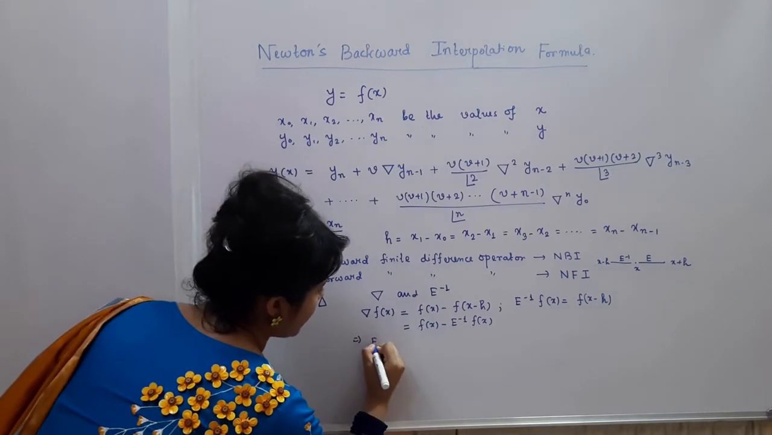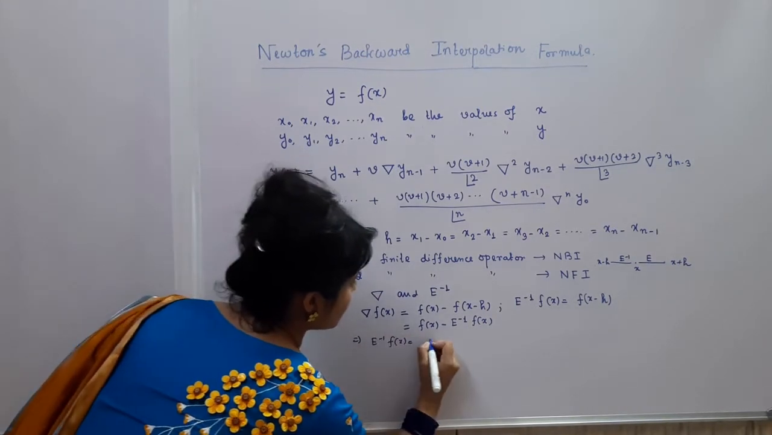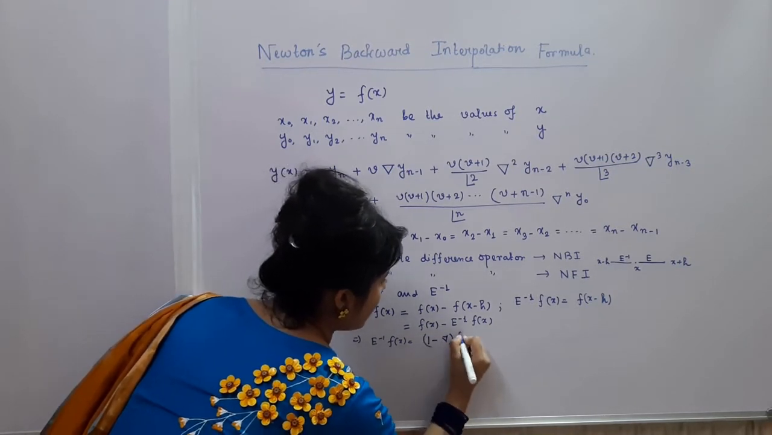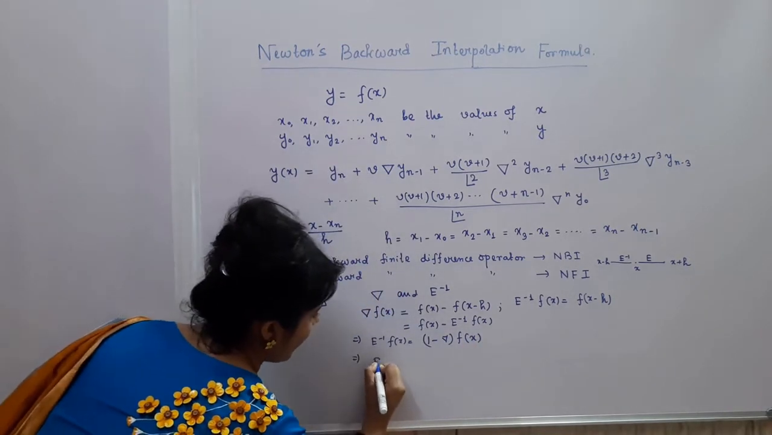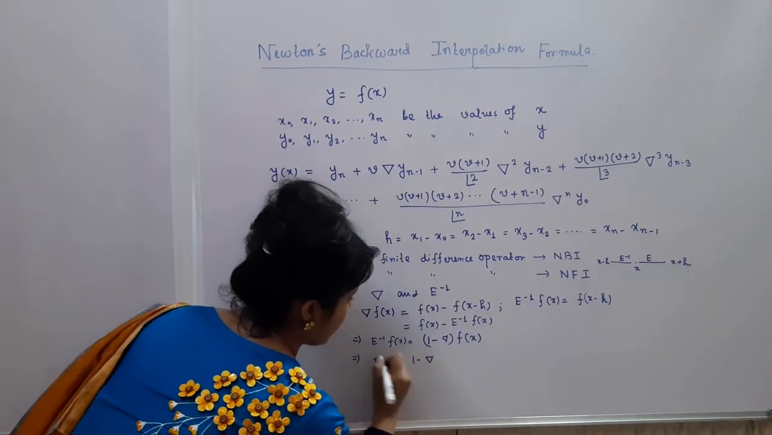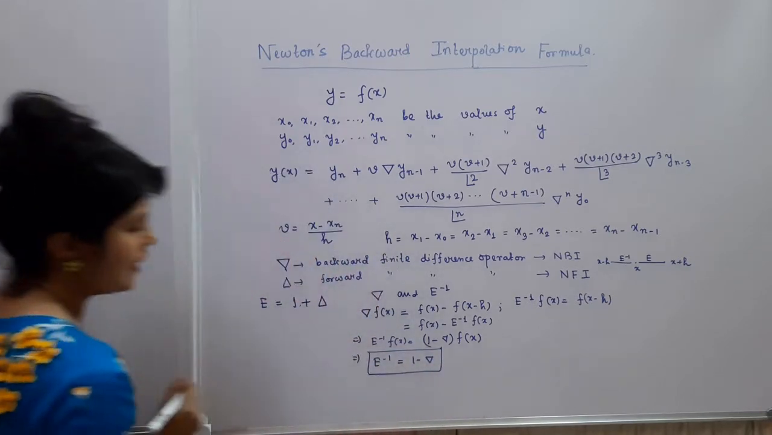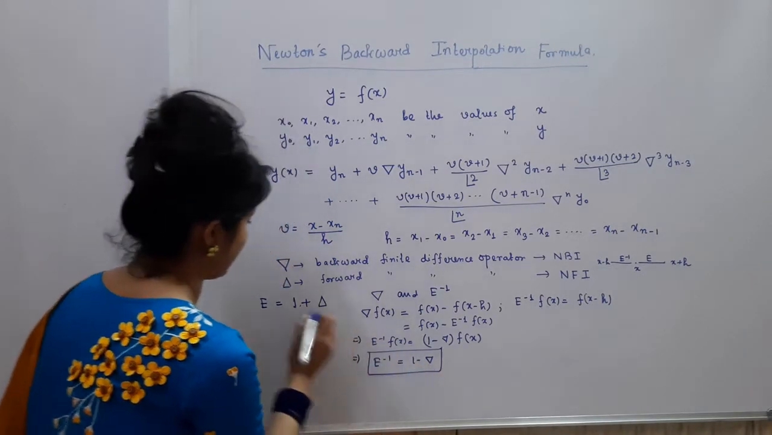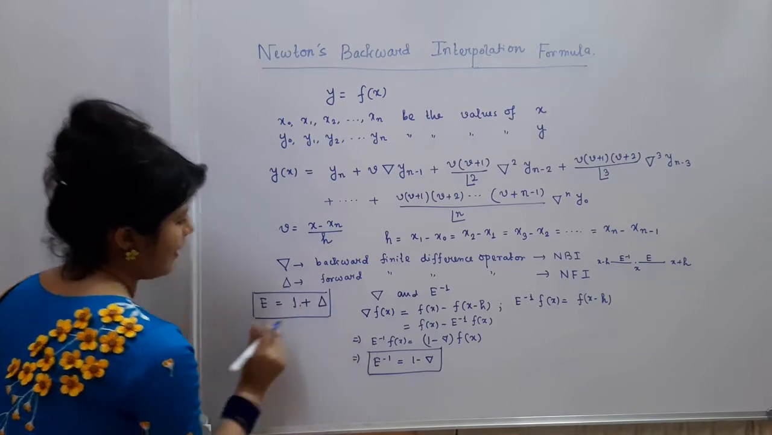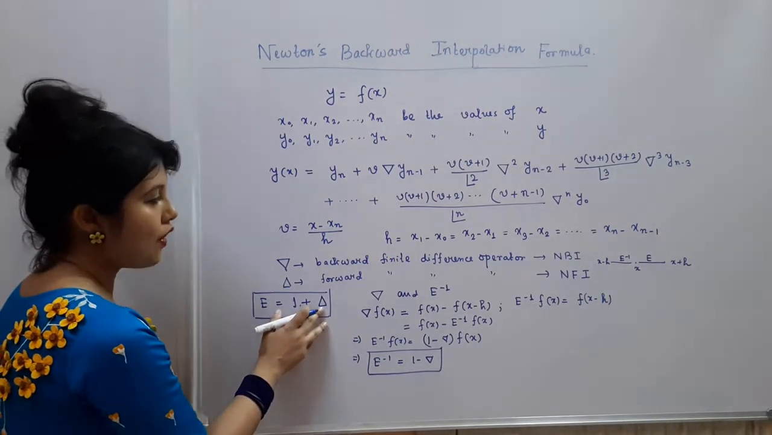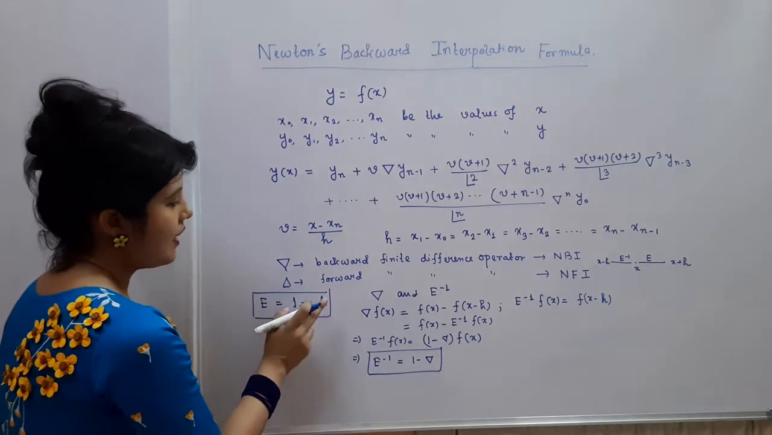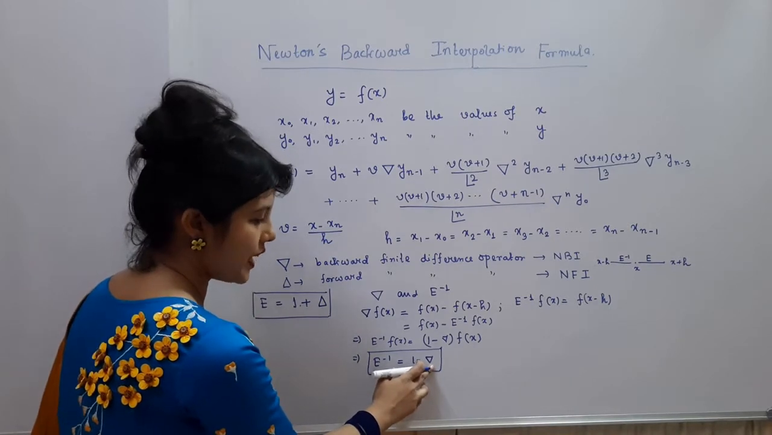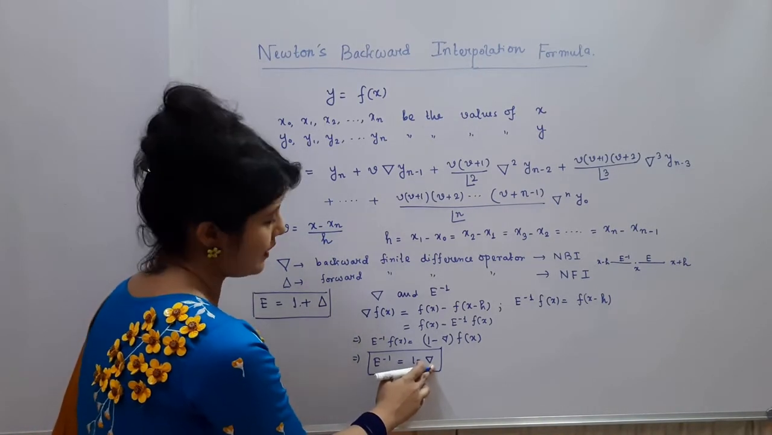So E inverse f of x equals f of x minus the backward difference of f of x, that is, 1 minus the backward operator acting on f of x. So you can write E inverse equals 1 minus the backward operator. This is the relation between the inverse shift operator and the backward difference operator, and this is the relation between the shift operator and the forward difference operator. The forward operator is used in Newton's forward interpolation formula, and the backward operator is used in Newton's backward interpolation formula.